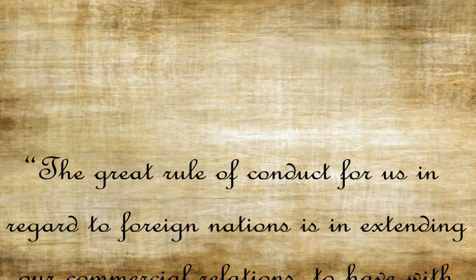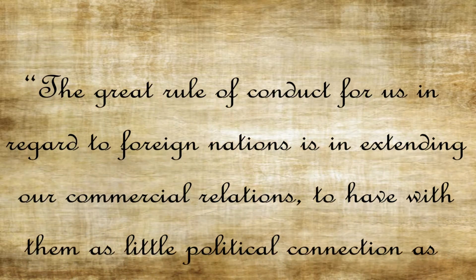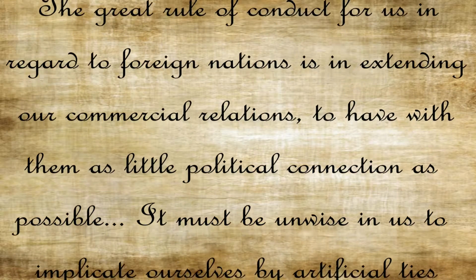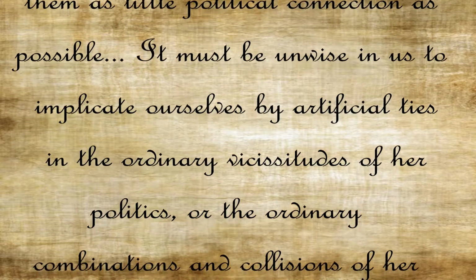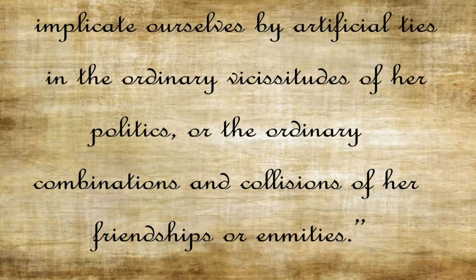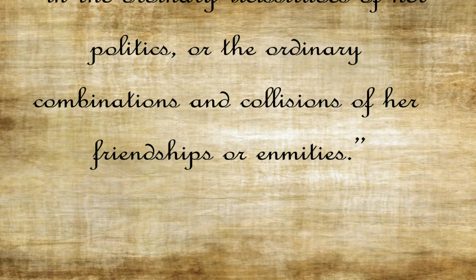In his farewell address, Washington spoke of isolationism, saying, "The great rule of conduct for us in regard to foreign nations is in extending our commercial relations, to have with them as little political connection as possible. It must be unwise in us to implicate ourselves by artificial ties in the ordinary vicissitudes of her politics, or the ordinary combinations and collisions of her friendships or enmities." This will become very important later, as it was Washington's statement which set the guidelines for American foreign policy in the next century through Wilson's presidency. In 1823, the Monroe Doctrine solidified in writing America's isolationist views towards Europe.